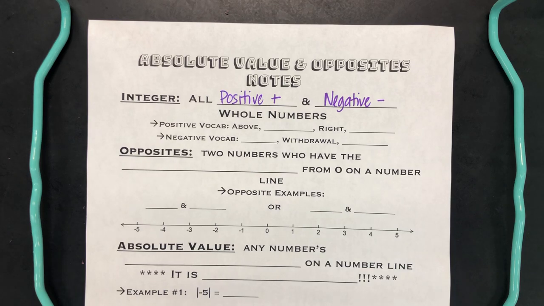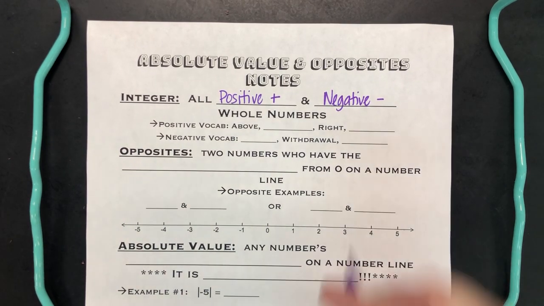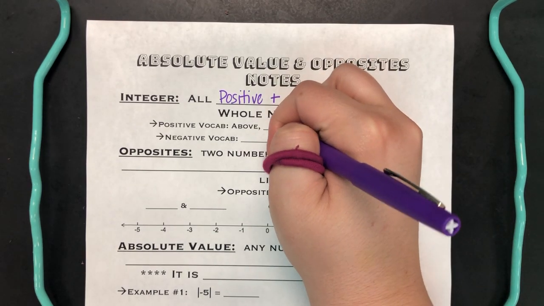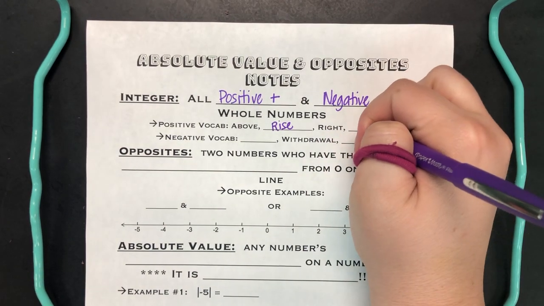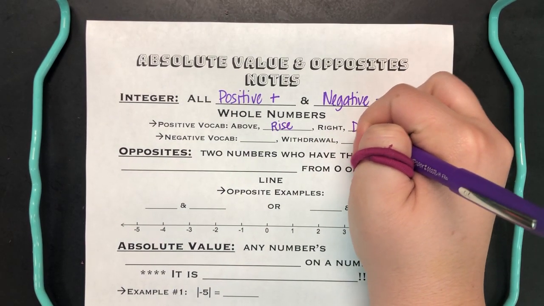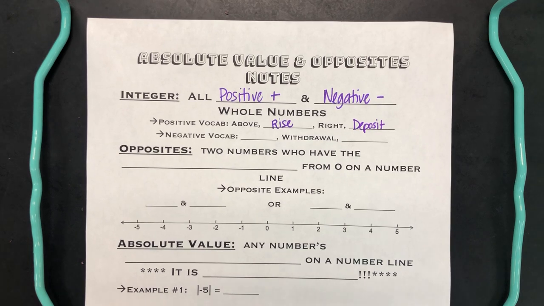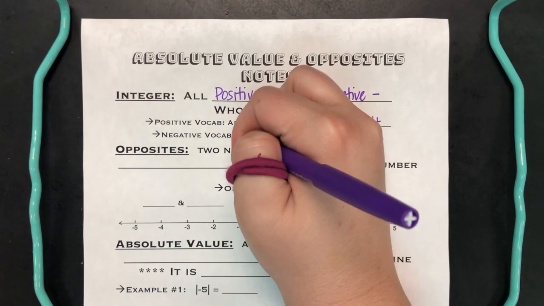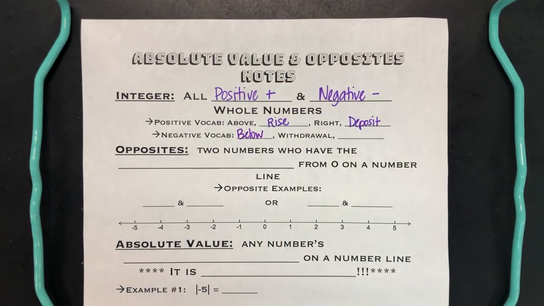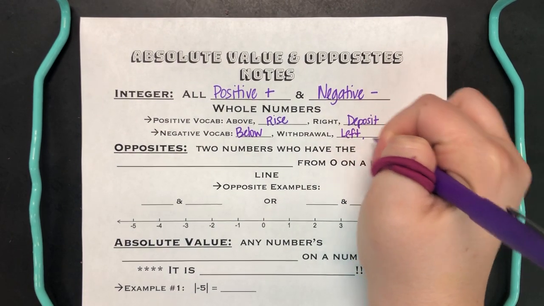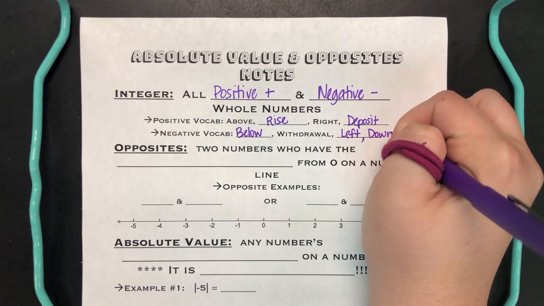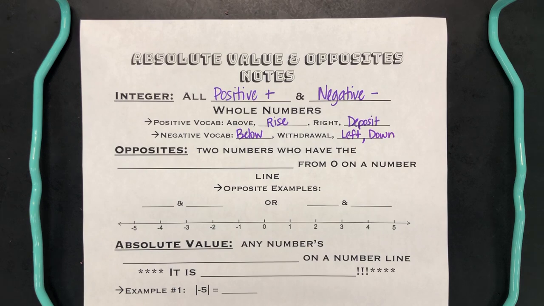So some positive vocabulary would be words like above or rise or to the right or deposit. Those are all really good positive words. They're not the whole list, but it's a good start, okay? And then we have some negative vocabulary words. Some negative vocabulary words would be words like below, withdrawal, things like down or to the left. Okay, some good negative vocabulary words there, okay?